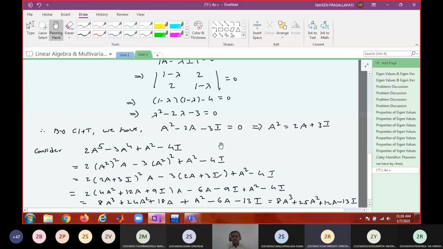Okay, sir, so 3a power 4. 3a any, power 4 plus a square. So 3 into 2a plus 3i whole, where here square. 3 into a, 3 power 4, no sir. 3 into 2a plus 3i whole square. In the above step, sir. First step, 3 into a square whole square. 3 into a square whole square.